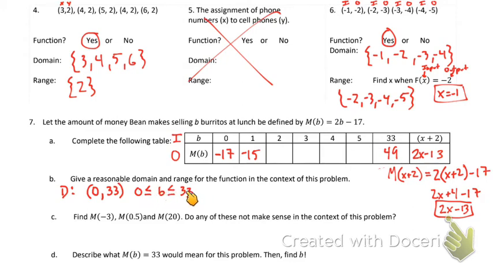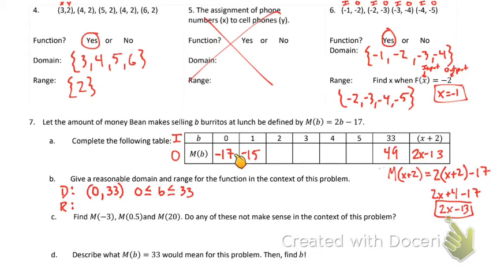But then there's a second statement. I don't think he can sell more than 33 according to the table. Okay, because according to the table, it stops at 33. So that statement says the burritos he sells are probably less than or equal to 33. So he can't go over 33 according to what I think. That's your domain.